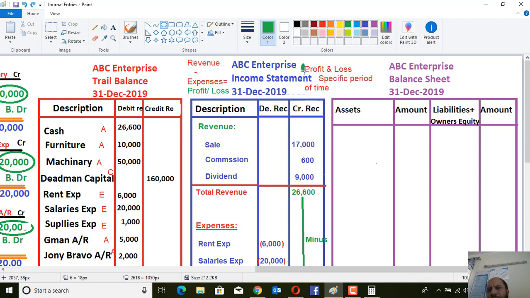So we can define it as: it shows the profit and loss of a business in a specified period of time.